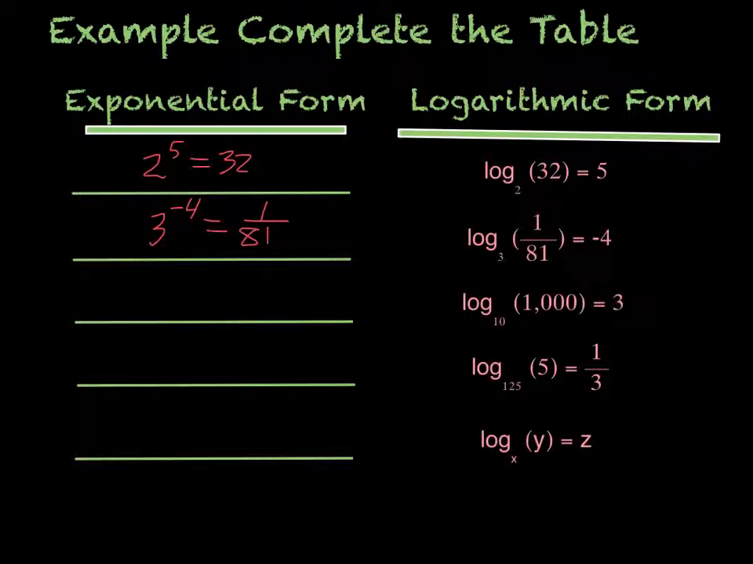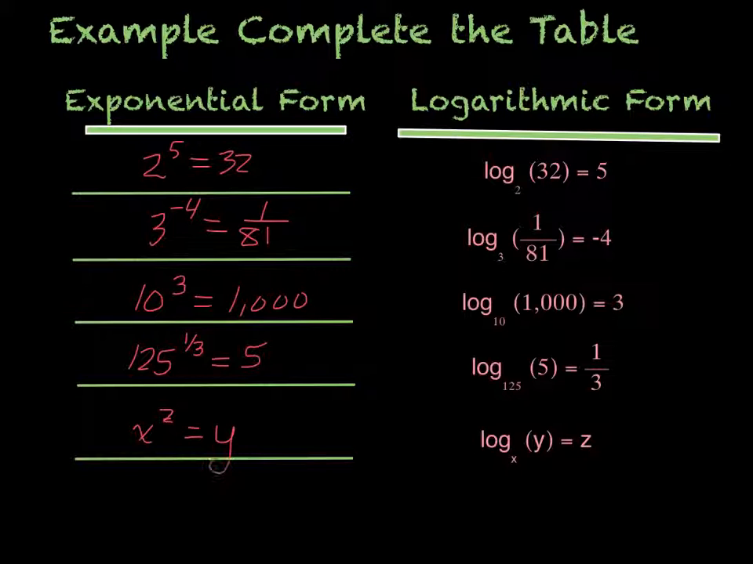Next one, log base 10 of 1,000 equals 3, meaning 10 to the third power equals 1,000. Next one, log base 125 of 5 equals 1/3. So what that means is 125 to the 1/3 power equals 5. And finally, log base x of y equals z. That means x to the power of z equals y.